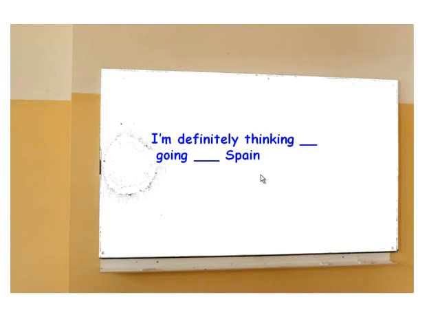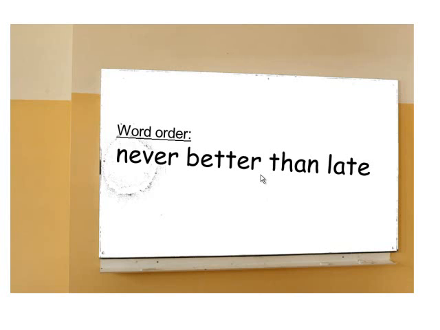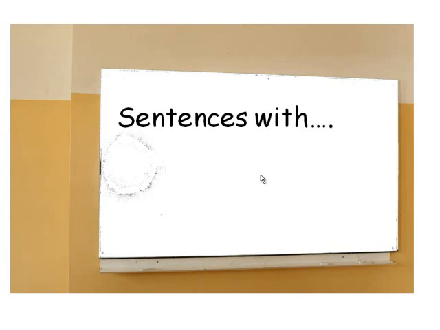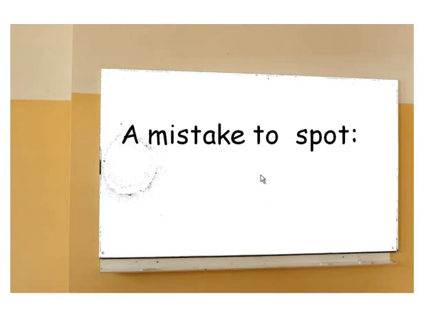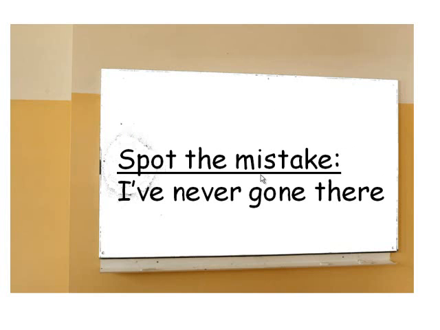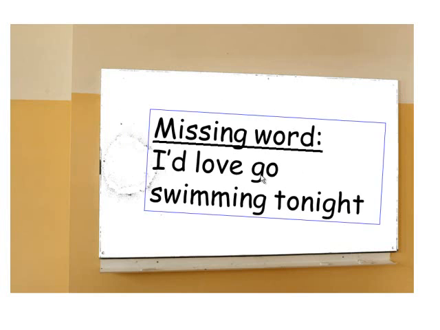Gap. So I'm definitely thinking, what's the word, about going to Spain. So maybe a revamp of something you did the week before. Word order. Oh, that's a good one. Sentences to order, or perhaps you gave them a mistake that they have to spot. I've never gone there. What's wrong with this sentence? Where is the mistake? Missing word. I'd love to go swimming tonight. So you just leave that, and afterwards ask them, elicit the missing word.